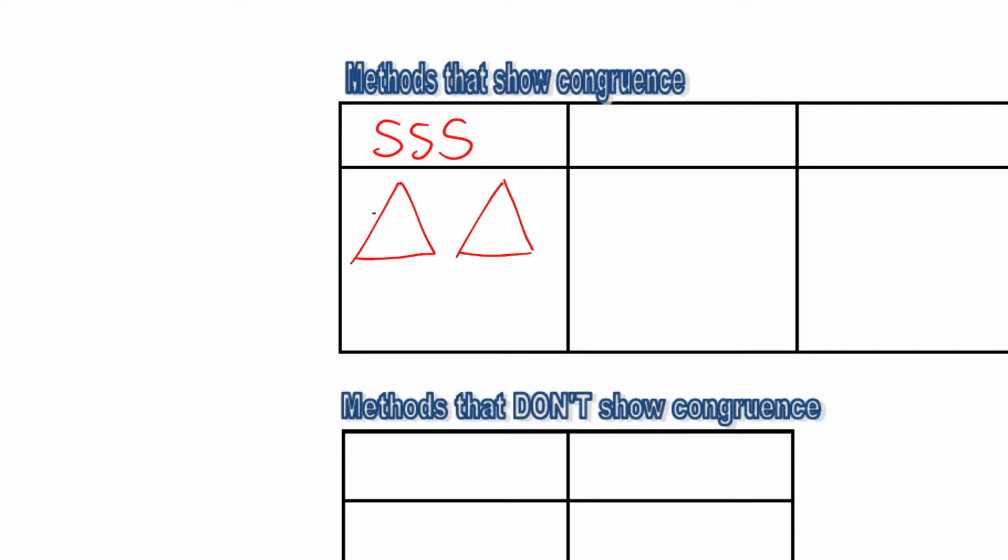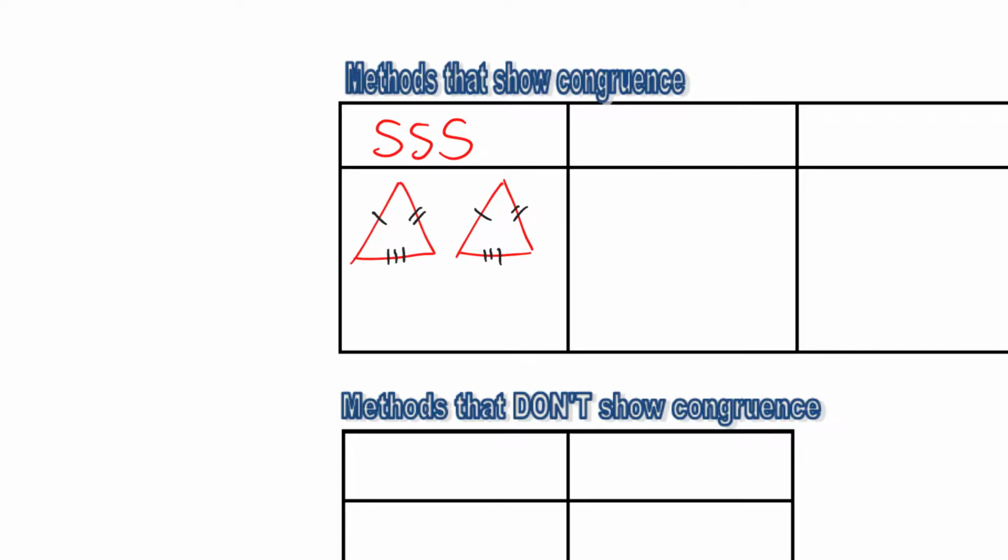So SSS would be like this. This side and this side. This side, this side, and this side. So that's one way for me to determine if two triangles are congruent.